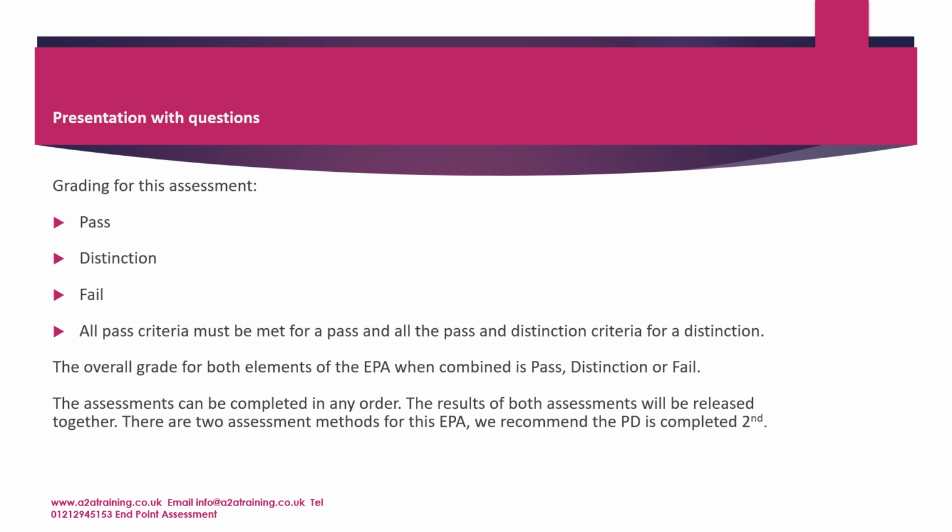This assessment is marked as pass, distinction or fail, and all pass criteria must be met for a pass, and all the pass and distinction criteria met for a distinction. The overall grade for both elements of the EPA are then combined. The assessments for this EPA can be completed in any order, and the results for both assessments will be released together. We do recommend that the professional discussion is completed second, and this is the first part to be completed of your EPA.